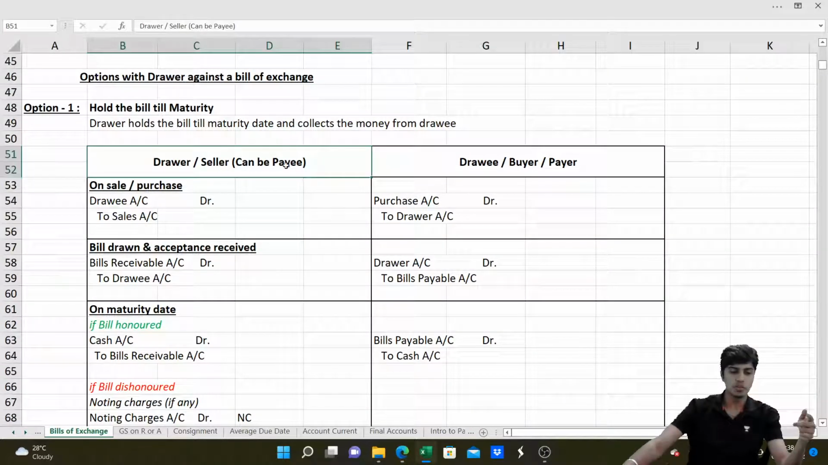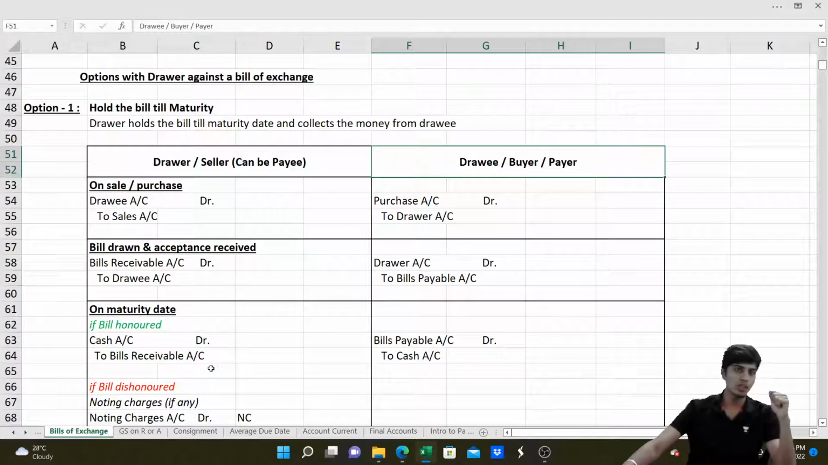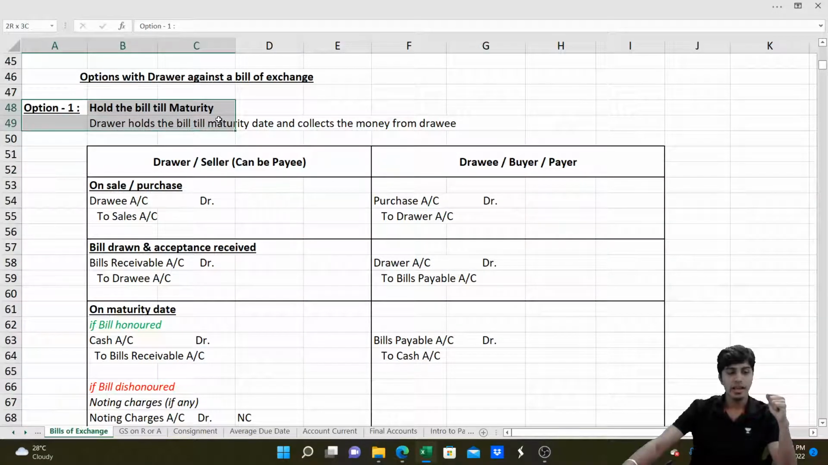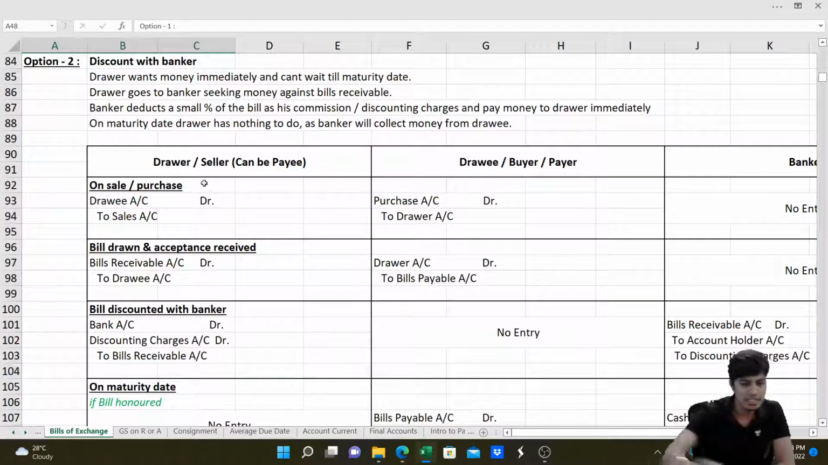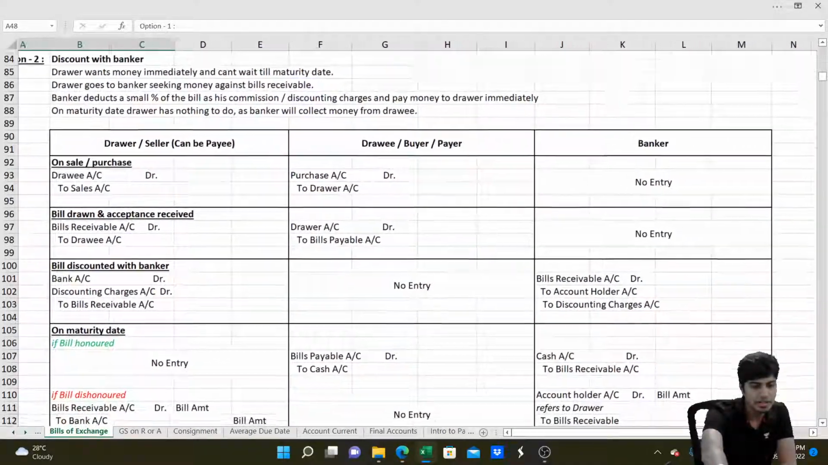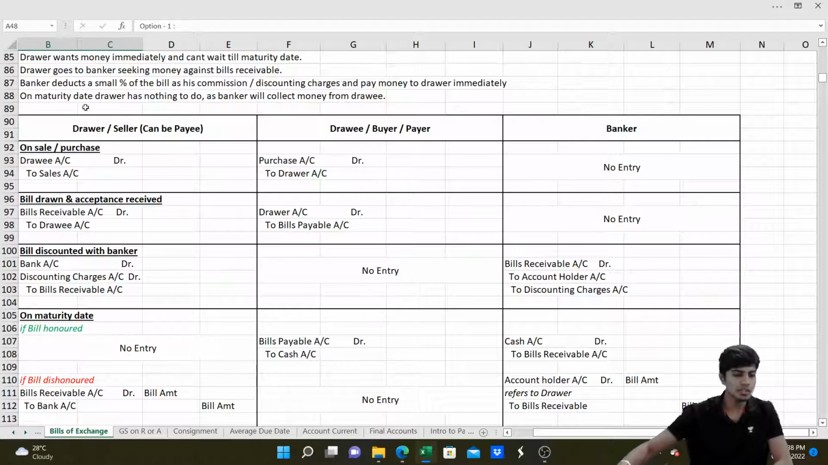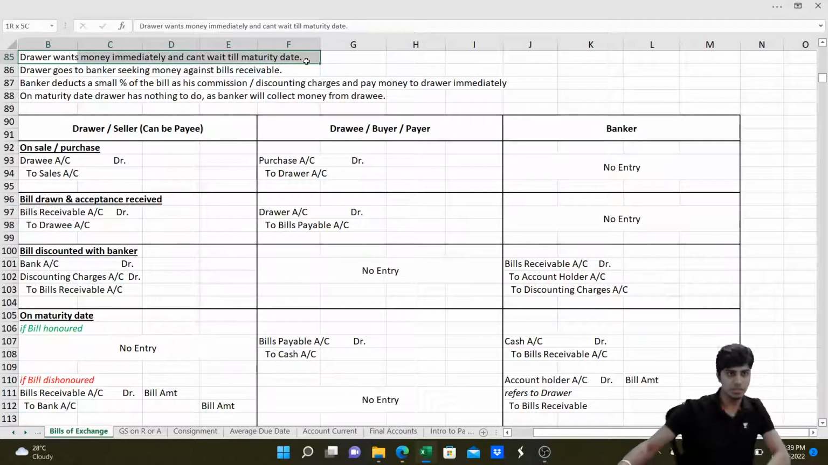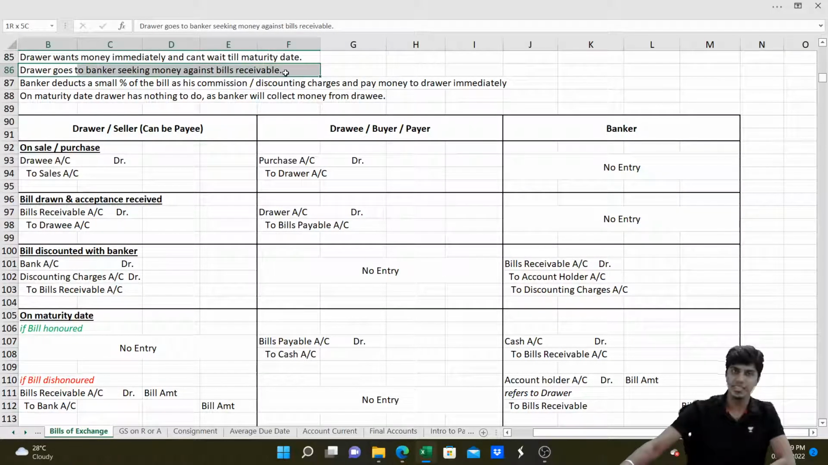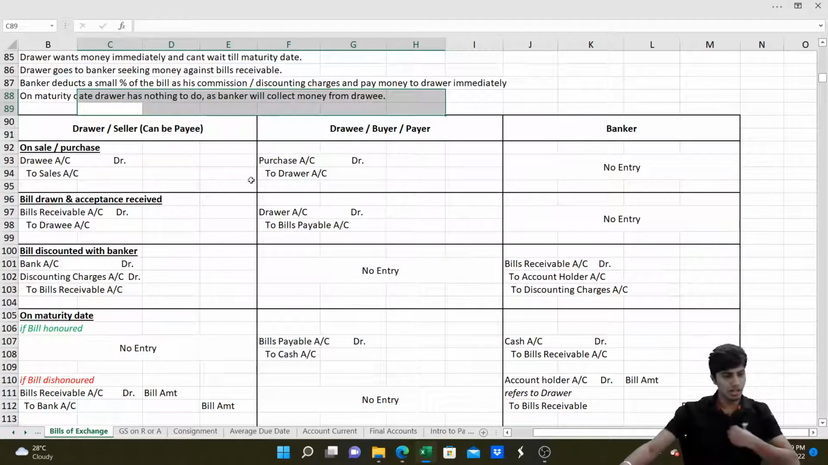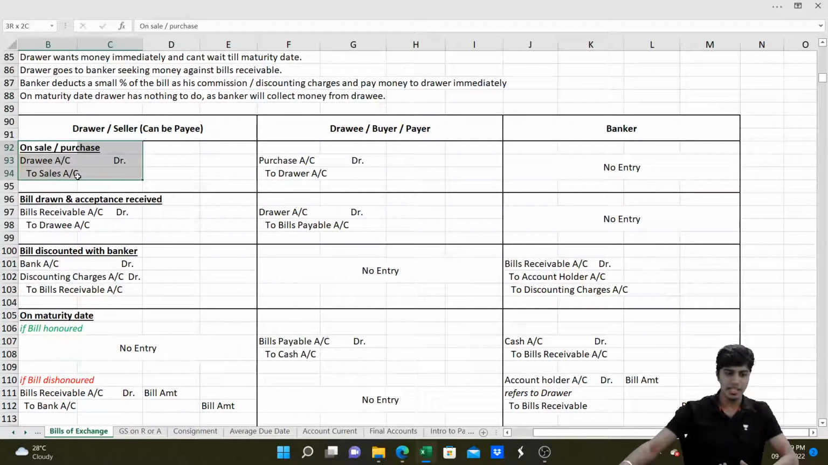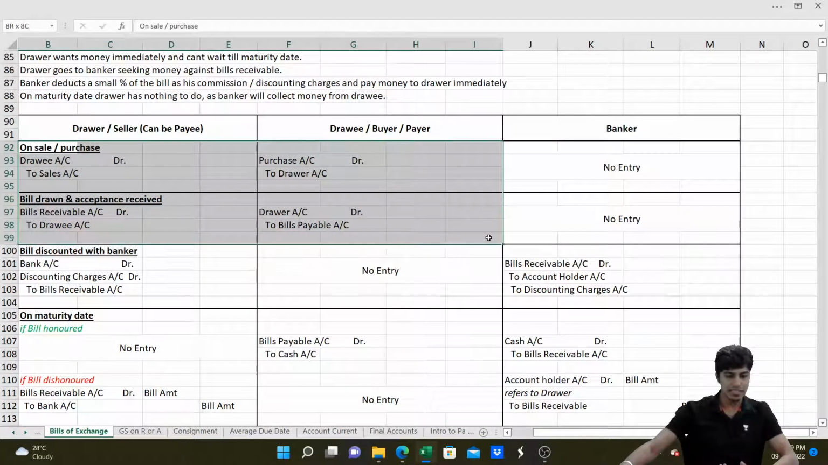These are the entries in the books of drawer and drawee for a bill of exchange if it is held till maturity. Then let's see what the entries are if the bill is discounted with the bank. Like I mentioned previously, the drawer wants money immediately and can't wait till the maturity date. So he goes to the banker and seeks money from the banker for bills receivable. The banker will deduct a certain percentage of it towards his charges and the balance will be paid. Got it? So here the sale entry is the same, and the bill accepted entry is the same.